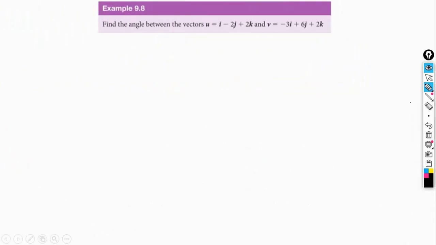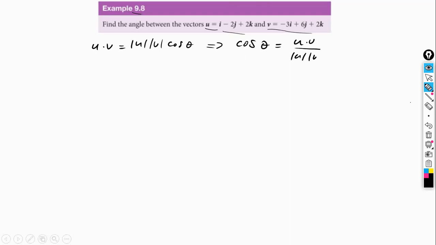So now we're going to work on example 9.8. And it says, find the angle between the vectors u, and they give us the vector u and the vector v. So we learned that the dot product of u and v is equal to the magnitude of u times the magnitude of v times the cosine of theta. So notice that if we rearrange this, we get that the cosine of theta is equal to the dot product of u and v divided by the product of their magnitudes.